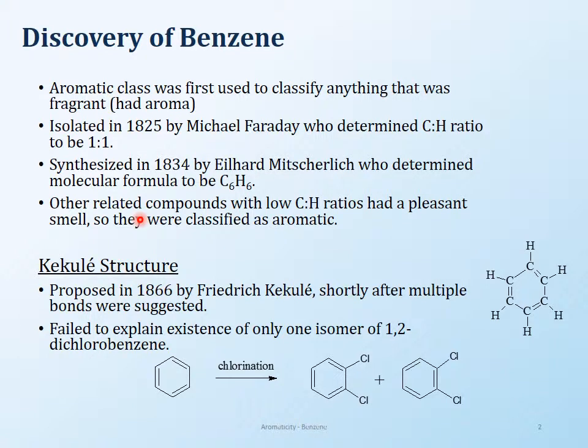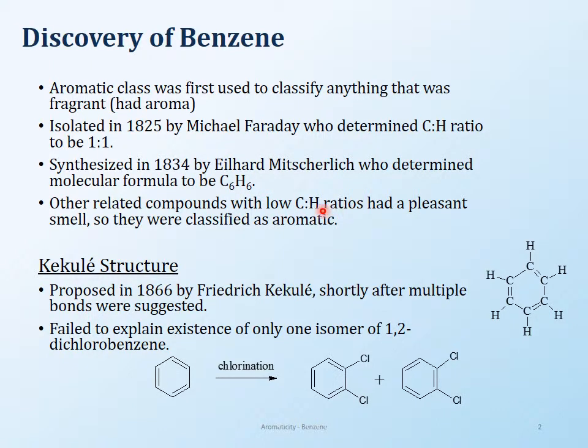But anyhow, benzene itself was discovered first by Michael Faraday, 1825, and he found that the carbon-hydrogen ratio in it was 1:1, which is really very low considering all of the things that we've been talking about, hydrocarbons and alkane, alkene, alkyne. It turns out to be a very low ratio, which means a very high degree of unsaturation. It was later synthesized in 1834, and the molecular formula was confirmed, and it was found to be C6H6.